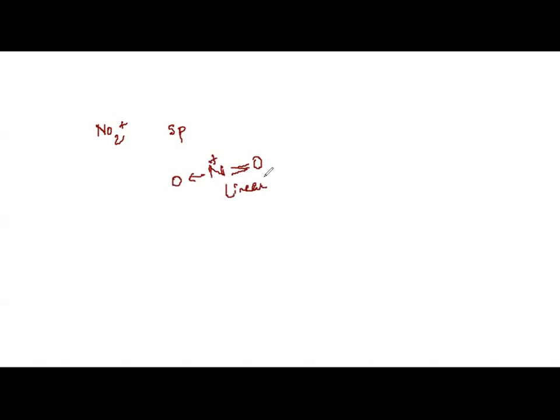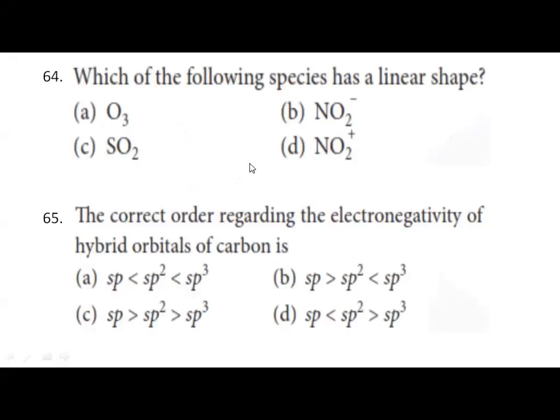having a bent shape, 115, as we have seen the bond angle. O3 is V shape. SO2 is again bent shape or angular shape, you can say. For NO2 plus, it is linear with a bond angle of how much? It is 180 degrees. So NO2 plus is the correct option.